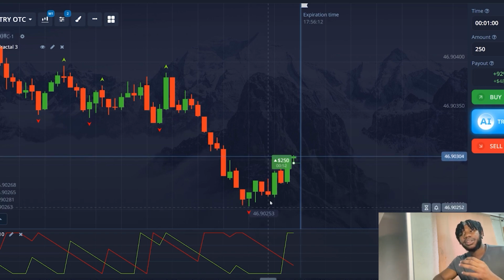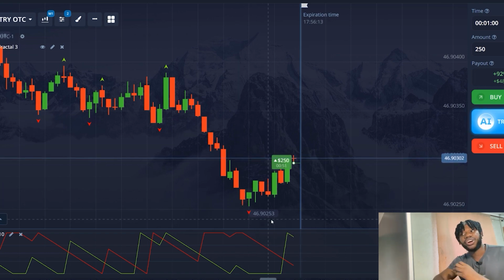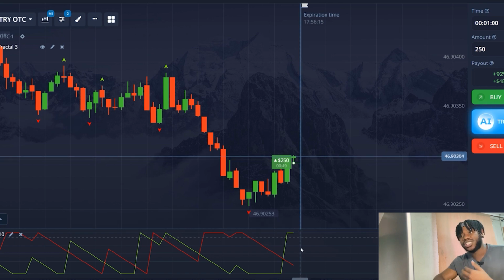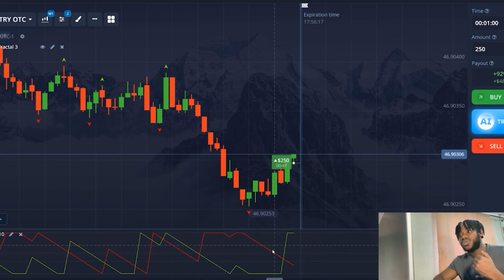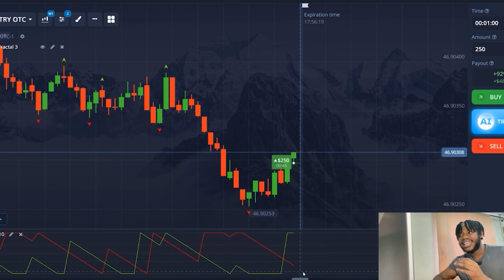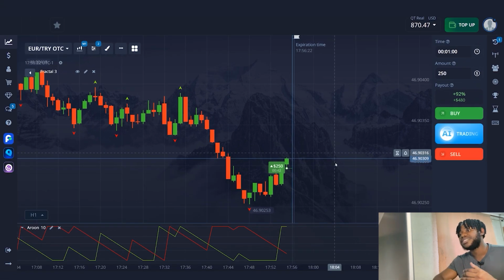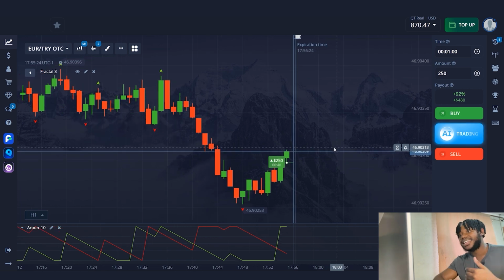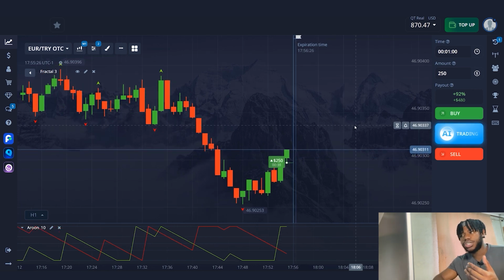A trigger from the fractal indicator has appeared under the price chart, which means that the price reduction has ended and now it's going to start rising. I see that the lines of the Aroon indicator have crossed each other, which means that there has been a trend change and now it has become upward. The situation is formed, so I think I can make a profit.